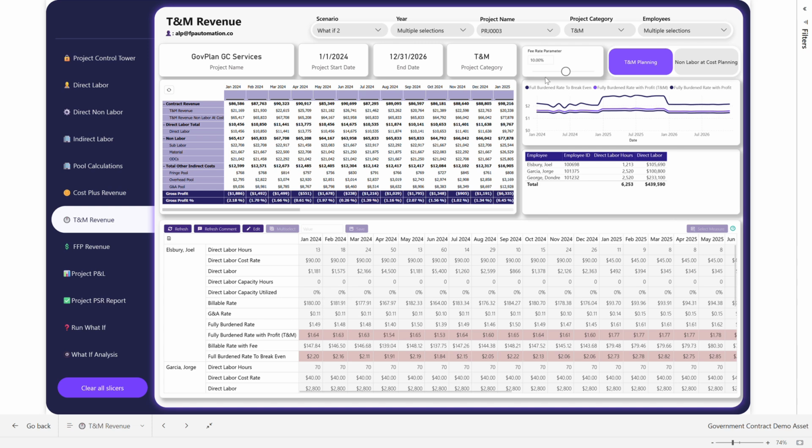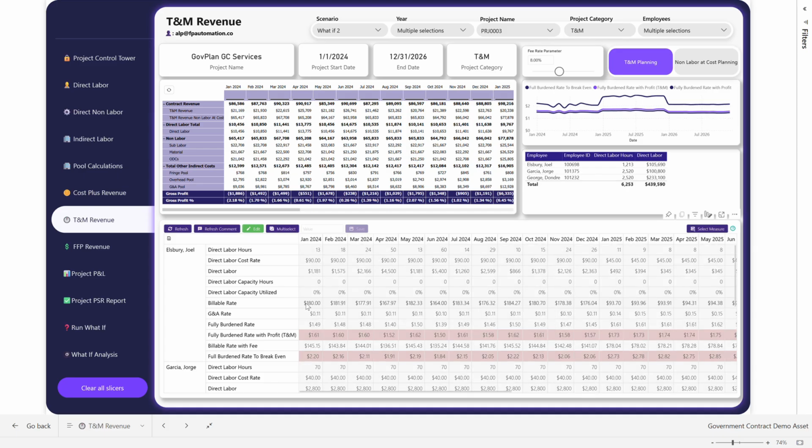So in our case right here, let's assume that we want to be able to charge an 8% rate. What this is going to do to our model is estimate what that rate will be for this particular project. So we can see right here the individual billable rate with fee based on our fully burdened rate with profit for T&M. But here's the fully burdened rate we need to charge in order to be profitable. Now the problem here is that for this particular project, the most that we can charge is a billable rate with fee of this much right here.